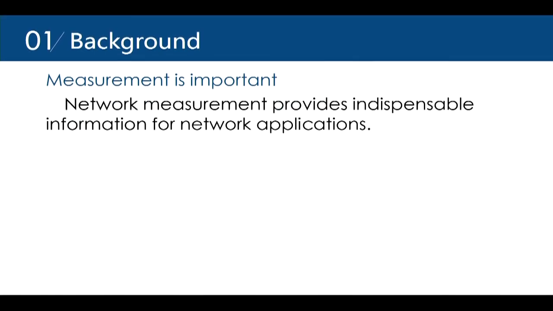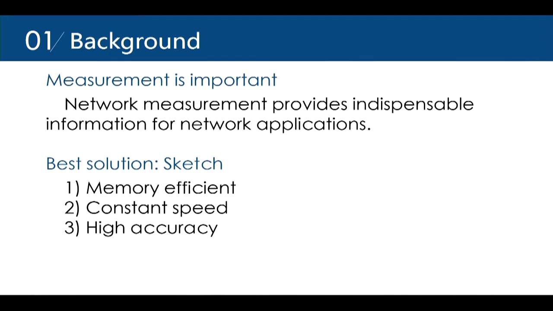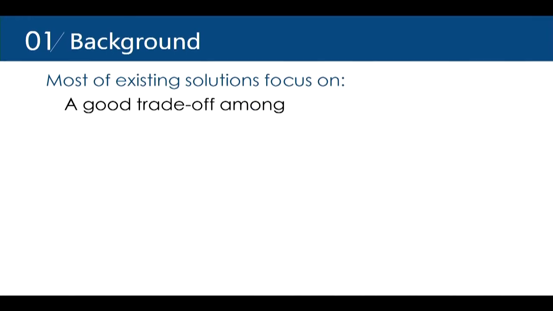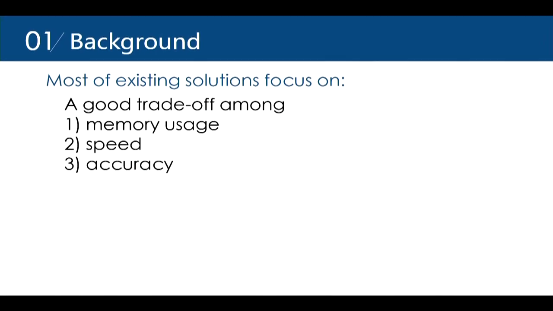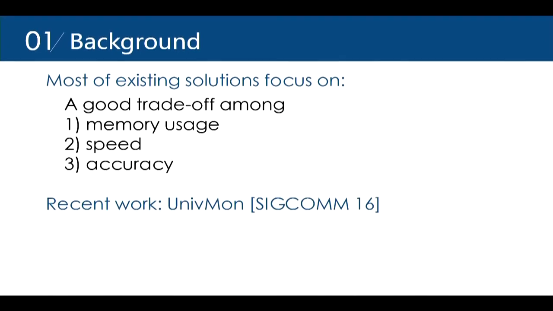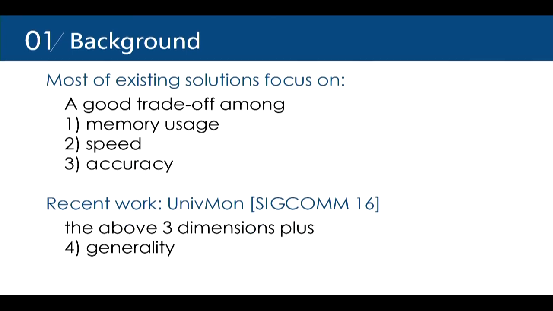Network measurement is important because it provides important information for network applications. And the best solution is to use sketch. Sketch is a compact data structure. It is memory efficient. It can achieve constant speed and high accuracy. Most existing solutions focus on a good trade-off among three dimensions: memory usage, speed, and accuracy. A recent work, UnivMon, pays attention to another dimension, generality. It wants to use only one sketch to process many tasks.